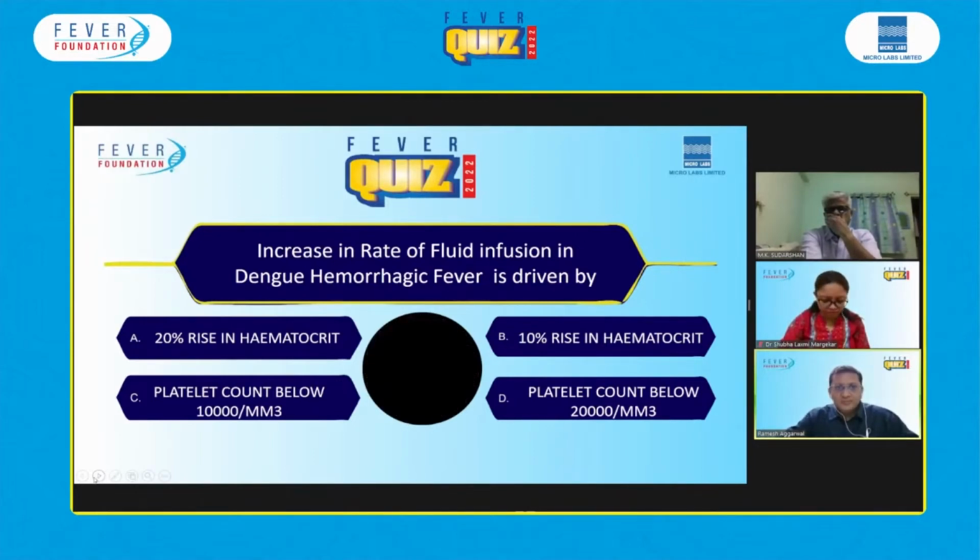So the time is over. Computer ji, can we have the right answer? So, 20% rise in hematocrit. Again, this is a common question, but a very tricky question.